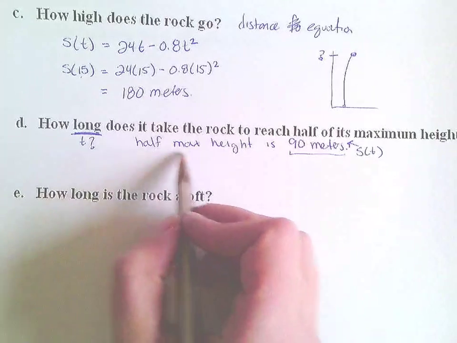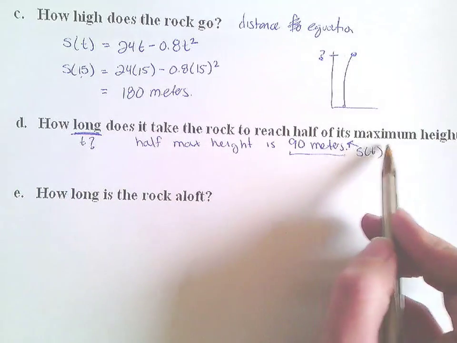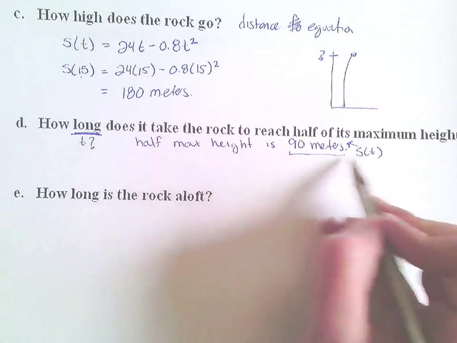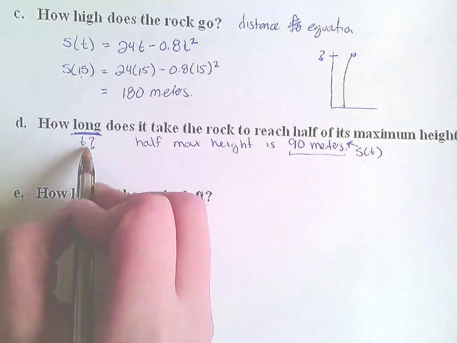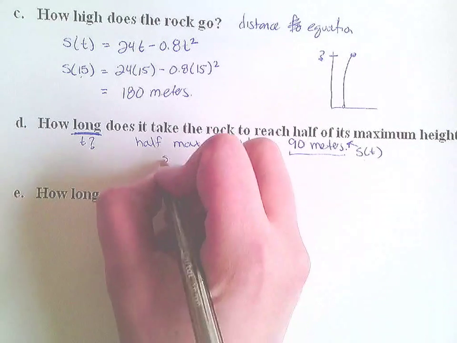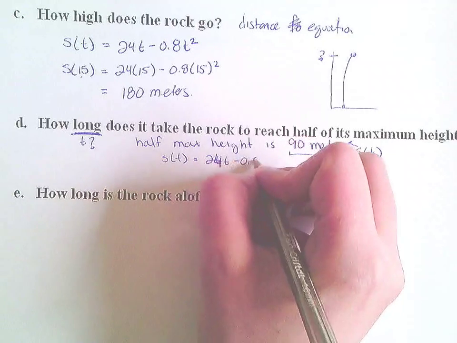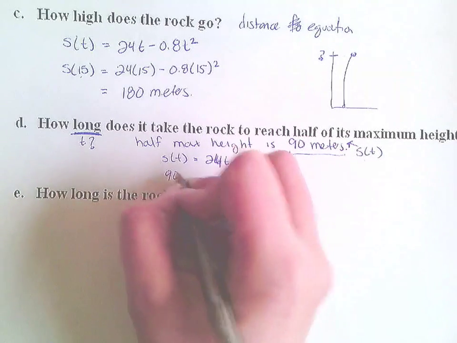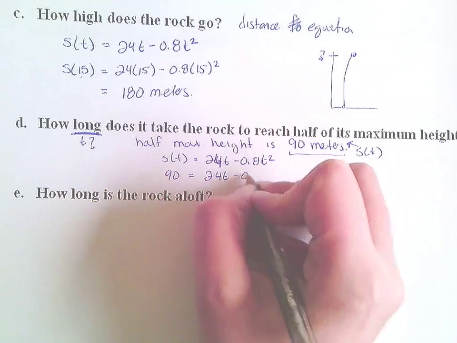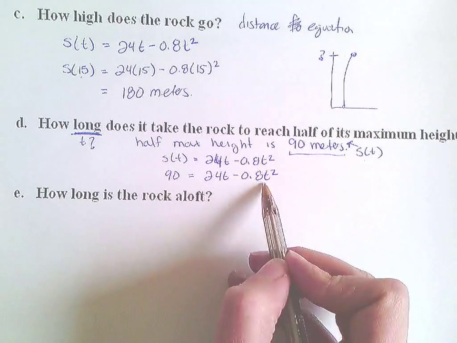So here we were talking about, we want to figure out how long does it take the rock to reach half of its maximum height. They gave us S of t, which is half of the max height, and they're asking for t. So we're actually going to be using the original function, 24t minus 0.8t squared. But now we know that S of t is 90. And how do we solve for t? Now obviously this is a quadratic equation.